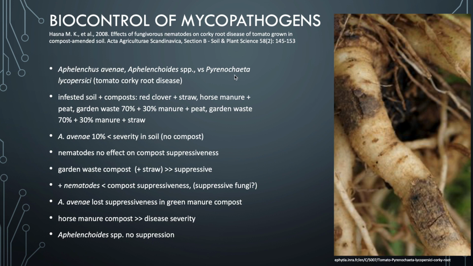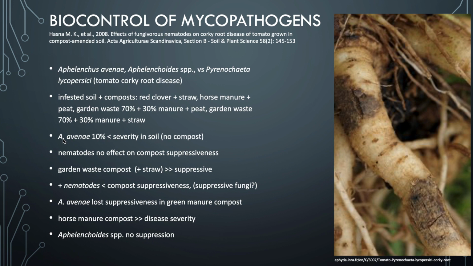So soil infested with Pyrenochaeta was used, and the treatments included addition of different composts. One compost type was that of green manure, in which red clover was used, plus straw. There was also horse manure and peat compost treatment, as well as garden waste at 70% plus 30% manure and some peat. And the last one was compost consisting of 70% garden waste plus 30% manure and straw.